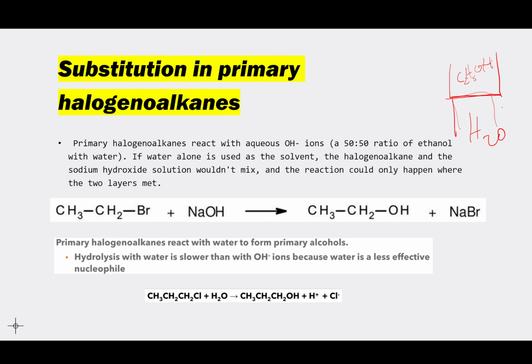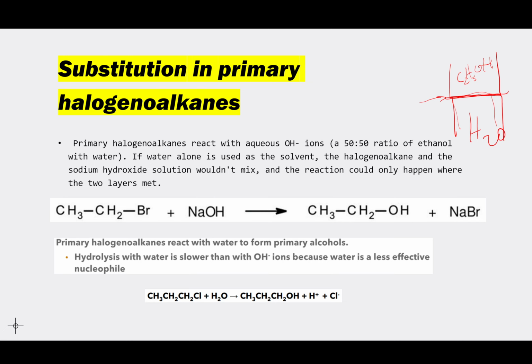So they're not going to mix. The reaction occurs when they actually touch. So we're going to have this type of reaction occurring. Looking at something like this, this ethane reacting with sodium hydroxide gives a substituted product, an alcohol, a primary alcohol, and sodium bromide, a metal halide. So that is what's happening here.